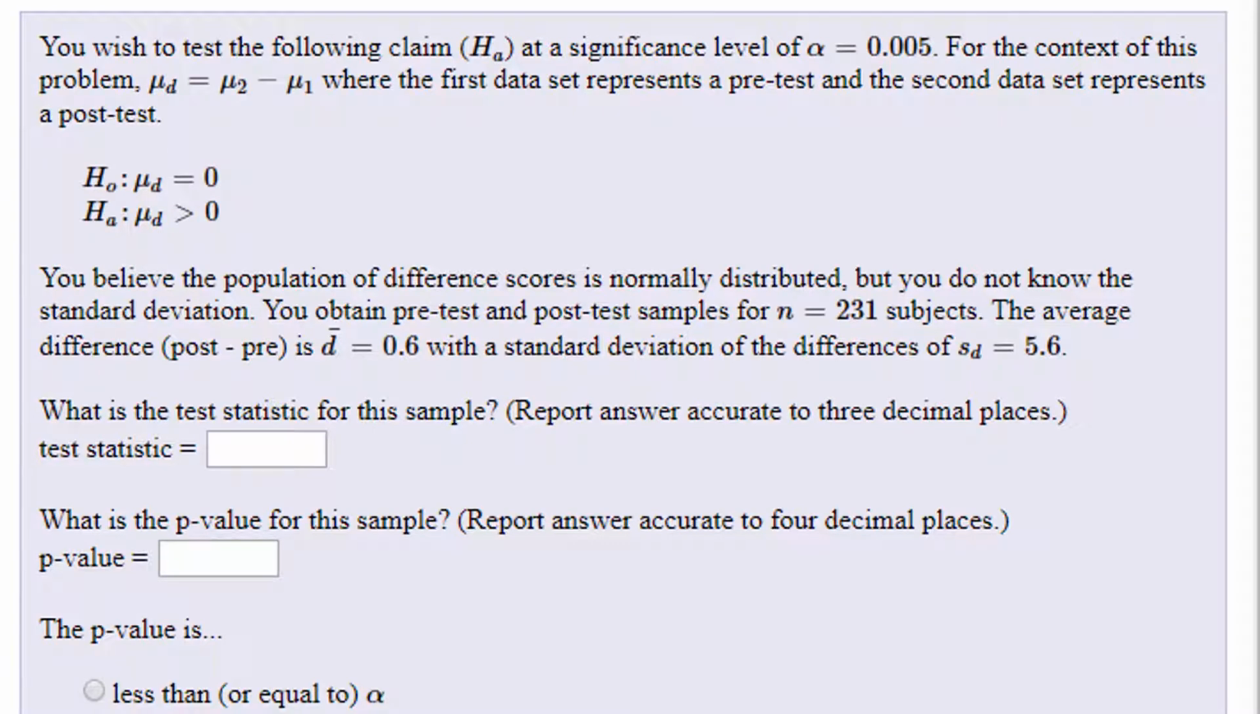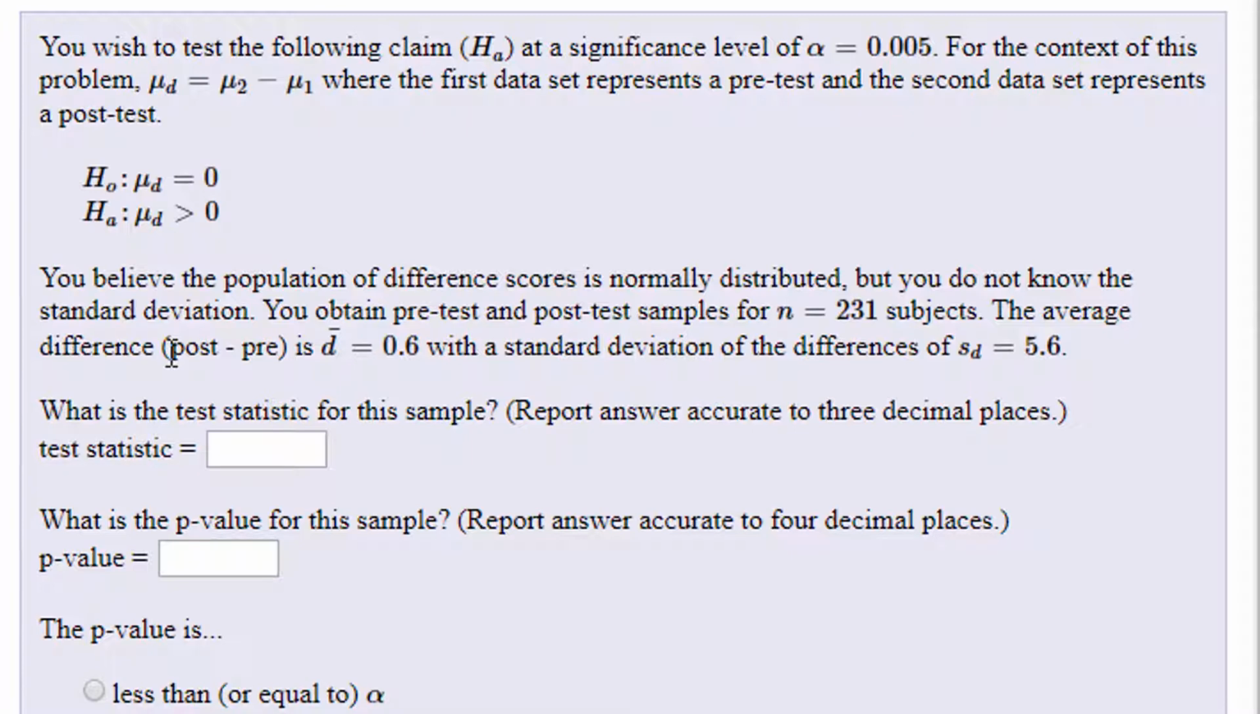For the context of this problem, mu d equals mu2 minus mu1. All right, that's good to know. Where the first data set represents pretest and the second represents a post-test. All right, and so we're given the null and the alternative. We believe the population of difference scores is normally distributed, but you do not know the standard deviation. You obtain pretest and post-test samples for 231 subjects. The average difference is d bar equals 0.6 with a standard deviation of the differences of 5.6.